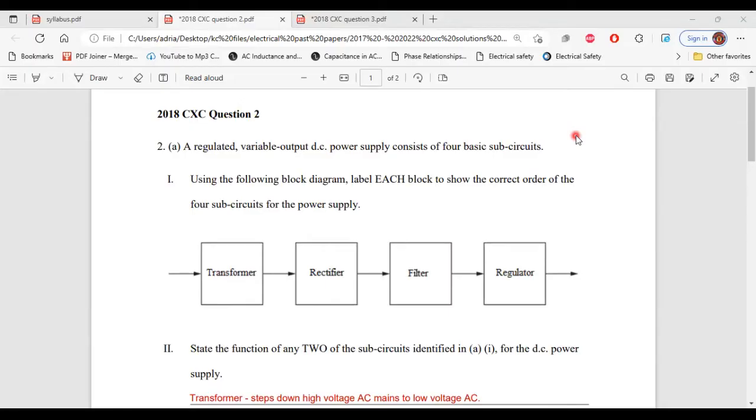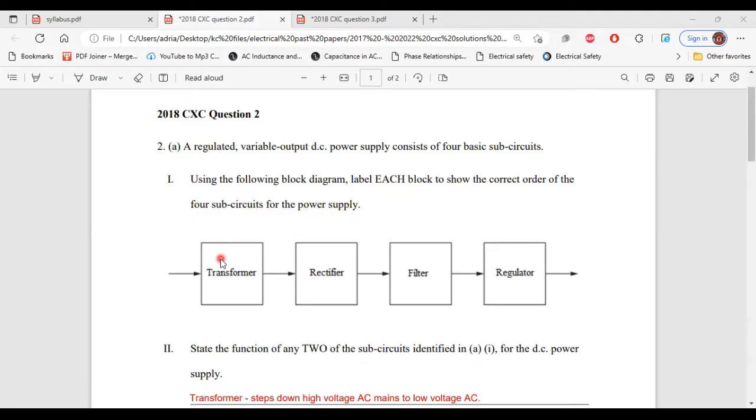I'm going to go through and explain the solutions for question two from the 2018 CSEC Electrical and Electronic Past Paper. So let's begin. Part A. It says a regulated variable output DC power supply consists of four basic subcircuits. Part one of A. Using the following block diagram, label each block to show the correct order of the four subcircuits for the power supply.